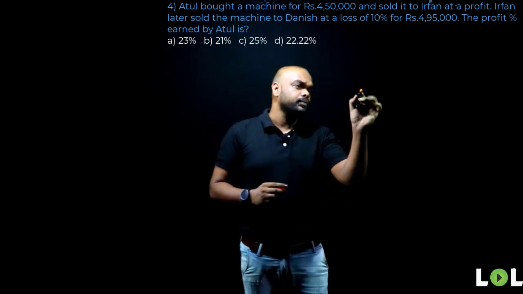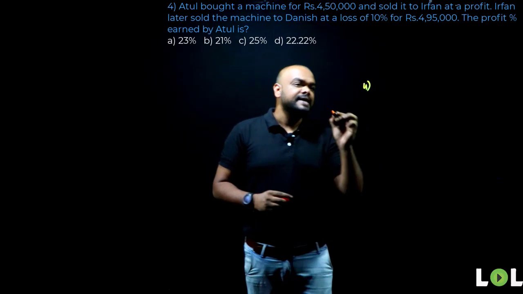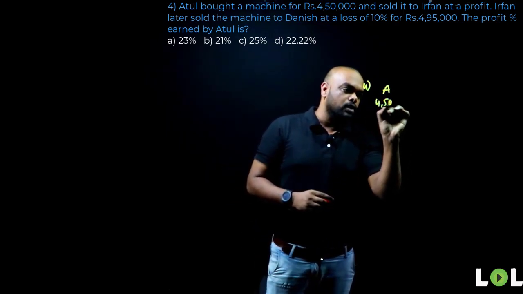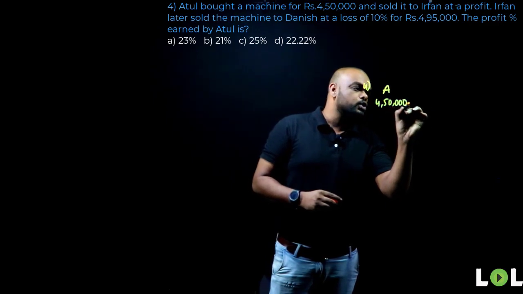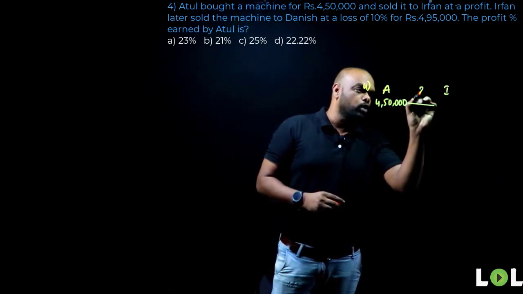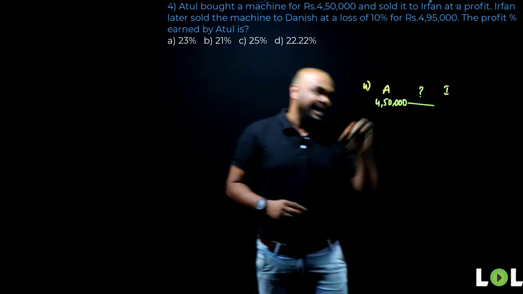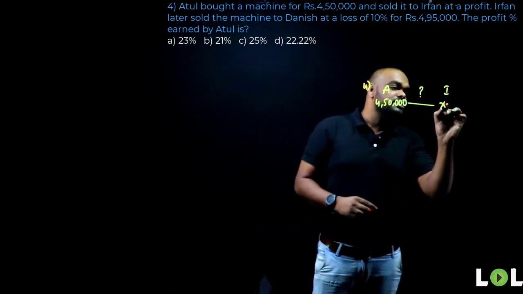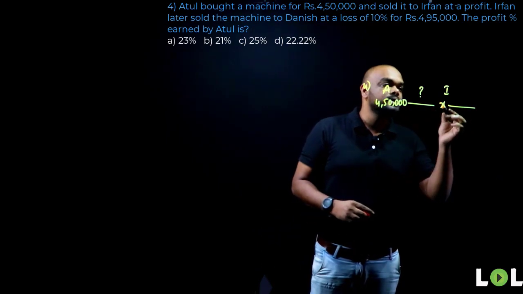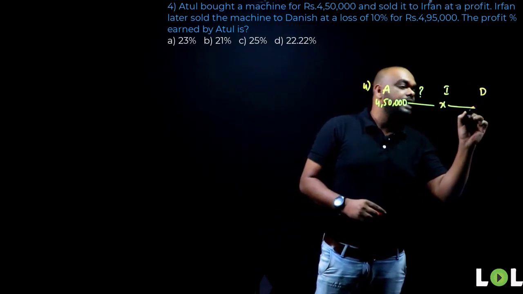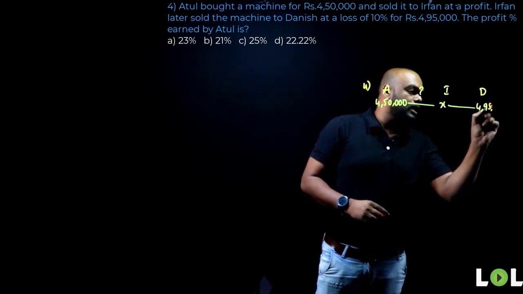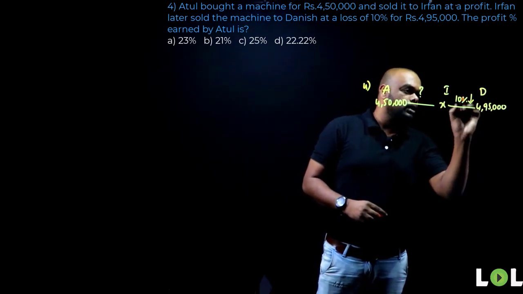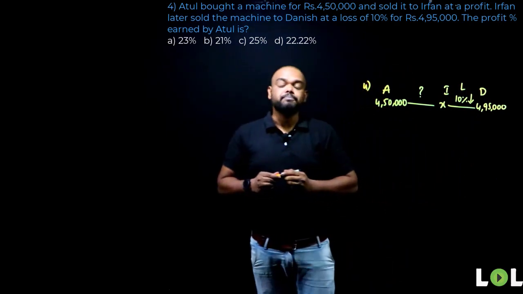Observe carefully. See, it started with Atul. He purchased at 4,50,000 and he sold it to Irfan at some profit. I don't know what percent profit. At some price, let us consider it as X. Now, Irfan sold it to someone. Who is that guy? Danish. At 4,95,000, for rupees 4,95,000, at a loss of 10%. Loss means a decrease.